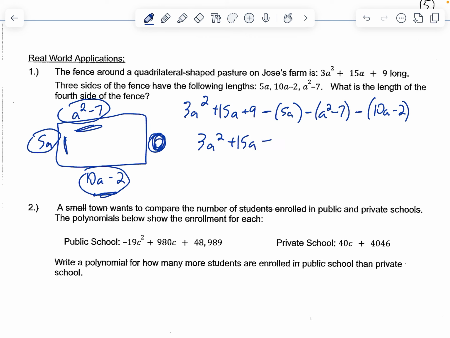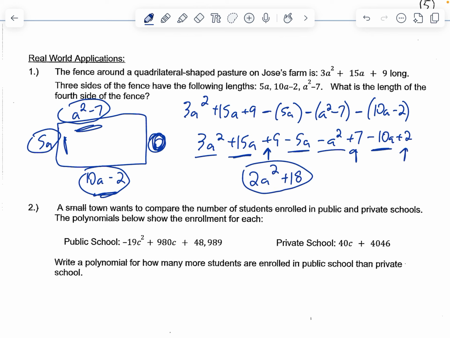So 3a squared plus 15a plus 9 minus 5a minus a squared plus 7 minus 10a plus 2. Combining like terms, 3a squared minus a squared gives us 2a squared. 15a minus 5a minus 10a cancels out. And then finally, we'll have 9 plus 7 plus 2 is 18. So 2a squared plus 18.